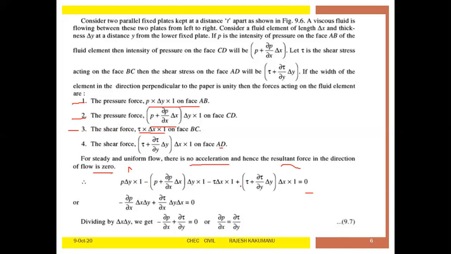Therefore, upon solving this one, we are getting minus dou p by dou x delta x delta y plus dou tau by dou y delta x delta y is equal to 0. Then by dividing with delta x into delta y, this one gets cancelled, this one gets cancelled.